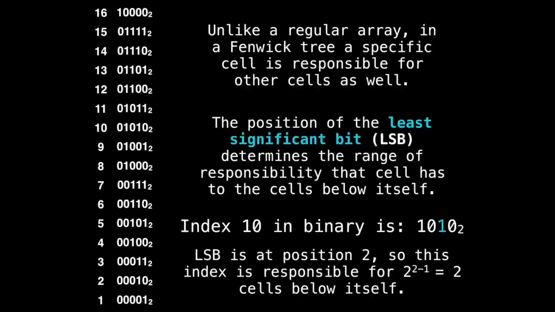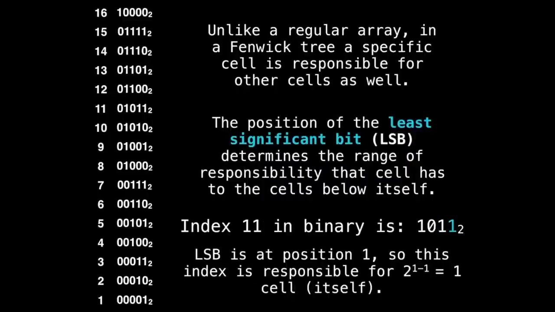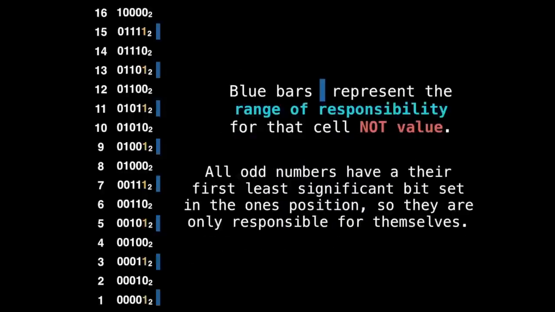Similarly, 10 has a binary representation of 1010, and the least significant bit is at position 2. So it's responsible for 2 cells below itself. And 11 has the least significant bit at position 1, so it's only responsible for 1 cell, itself. So here I've outlined the least significant bits for all the odd numbers, which are just responsible for themselves. So that's what the blue bar indicates.